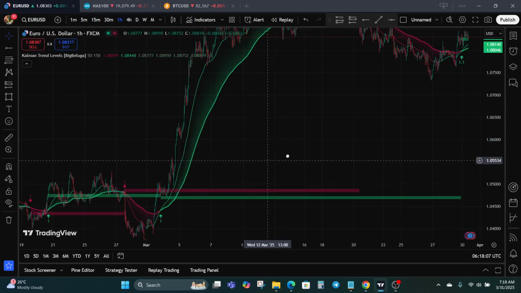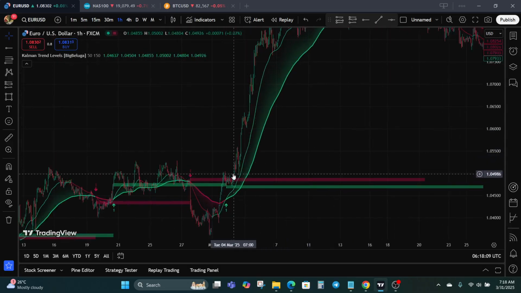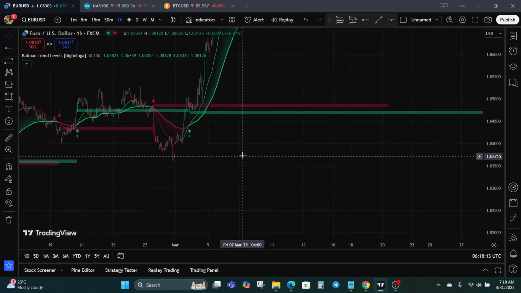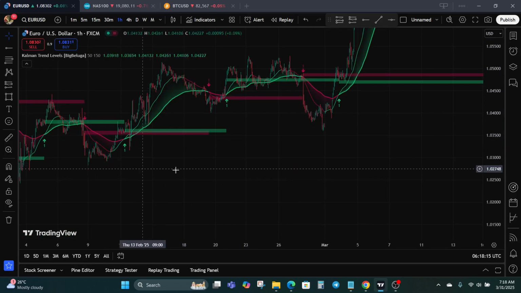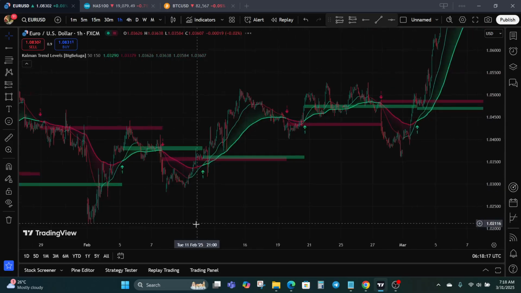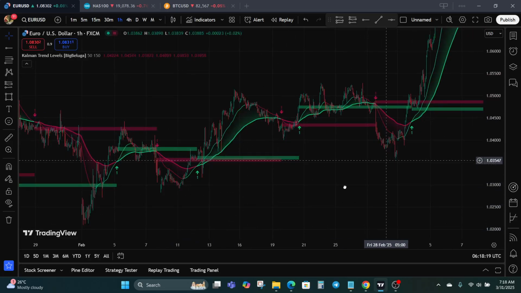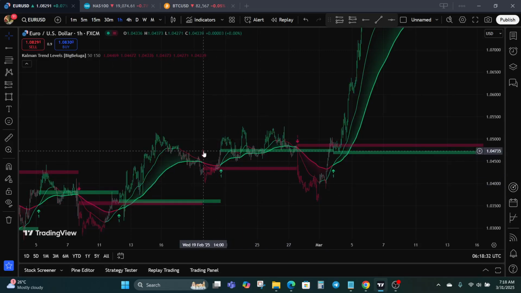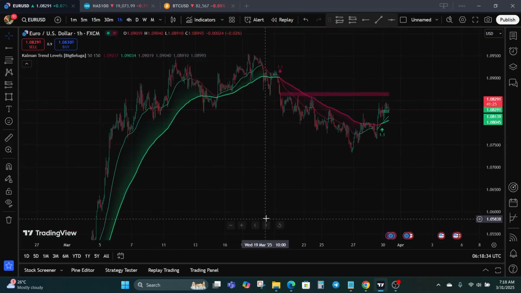You can see that resistance levels are identified by the red shade, while support levels are identified by the green shade. You will also see that the indicator gives precise entry points with the aid of arrows. The green arrows are for buys, the red arrows are for sells.